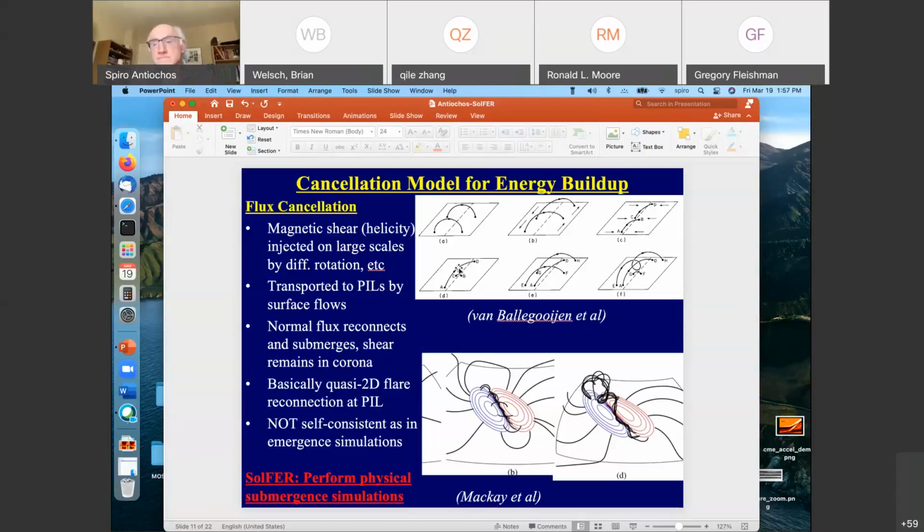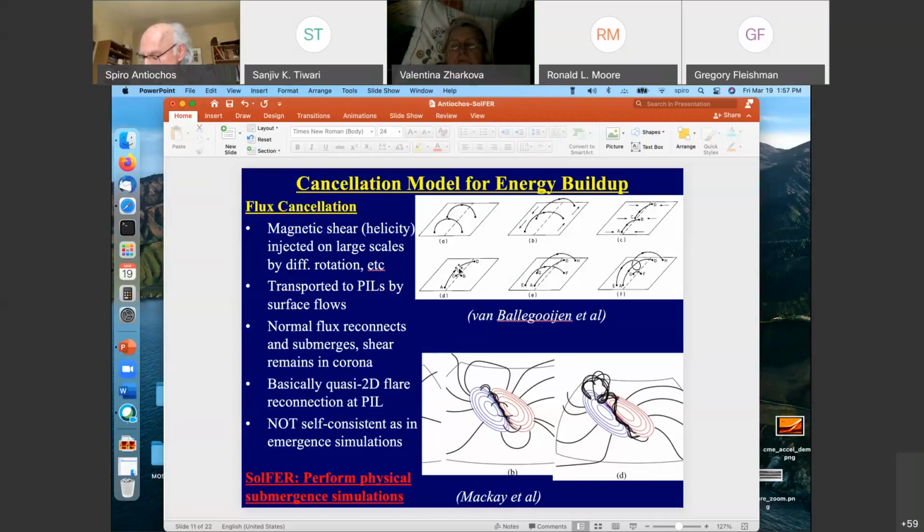I'll buy that. Okay, Sunny, next in line, please. Thanks, Spiro, very nice talk. My question is, is there any observational evidence of helicity condensation? If not, then what kind of observations would provide observational evidence for the helicity condensation model? So is there observational evidence?